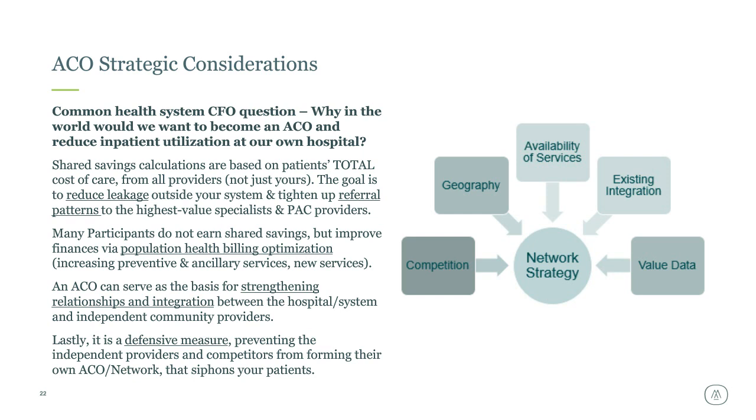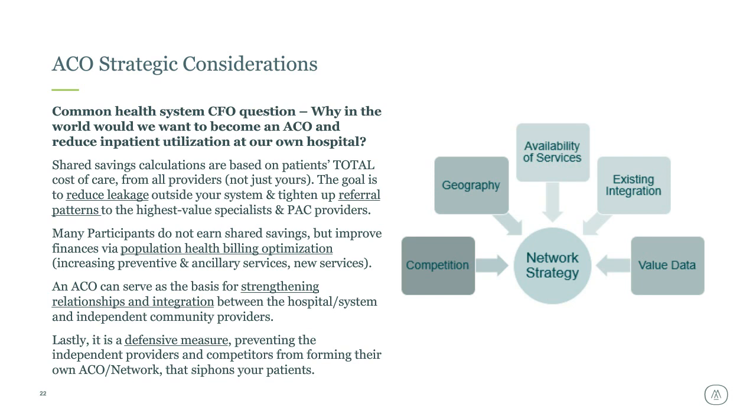Tighten up your referral patterns, reduce leakage. And also, what I've seen is a lot of health systems become very good at their population health billing, and really capitalizing on the opportunities there. Every year there are new primary care codes coming out of Medicare because that's the direction they want to go in. So it's aligning yourself with the direction that the payer is going in.